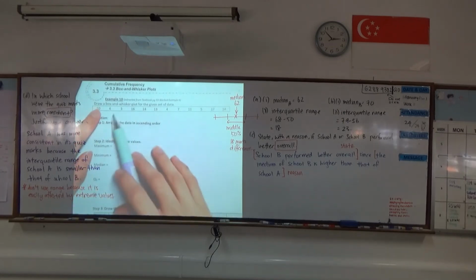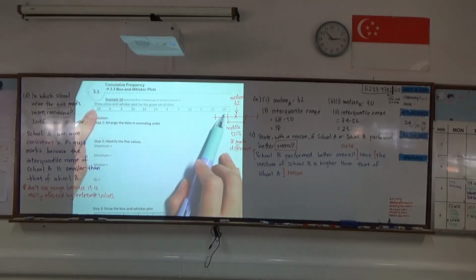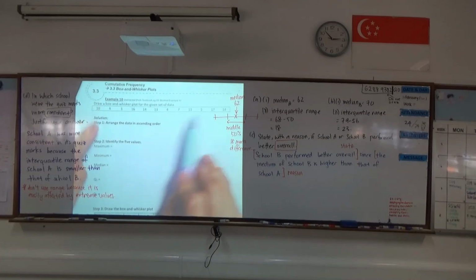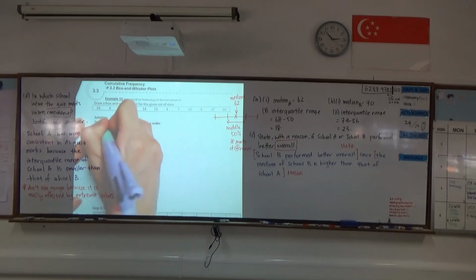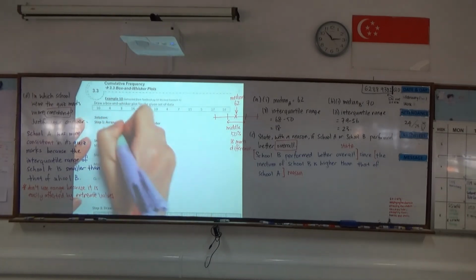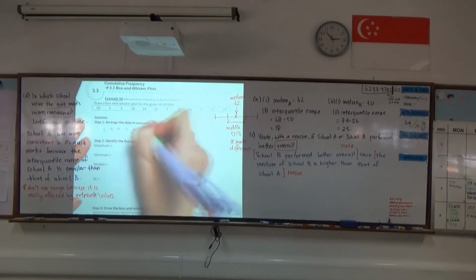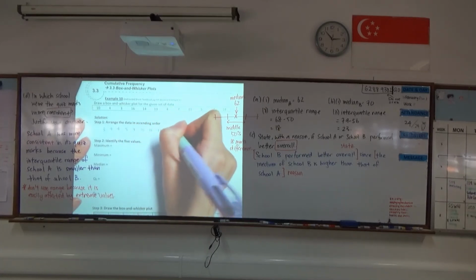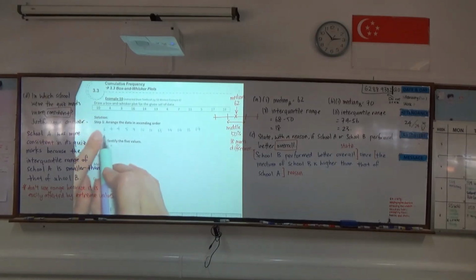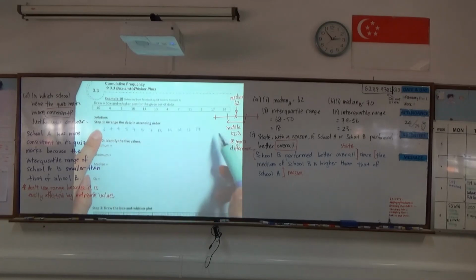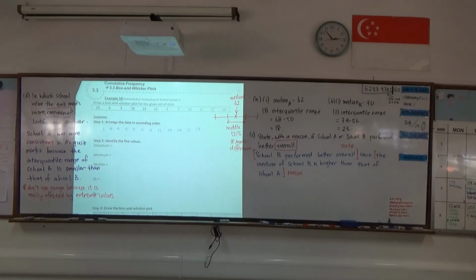Draw a box and whisker plot for the given set of data. We cannot use unarranged data. We must always arrange the data in ascending order. So, doing a quick arrangement, even if the data is repeated, you have to write it down. A good habit is that when you list it, you cancel as you go so that you don't lose track, or make sure you count that the number of data is the same.